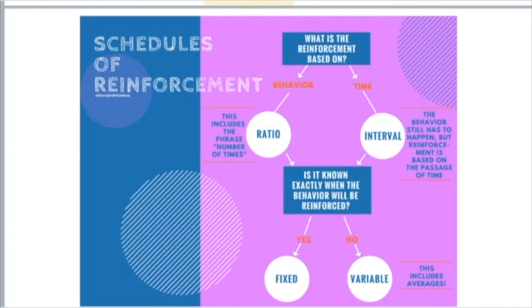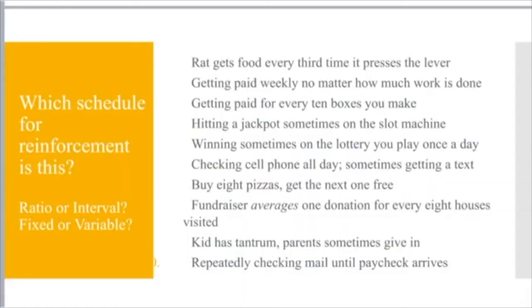So with that, I'm going to have you pause this video and actually practice. Are these ratio or interval? Are they fixed or variable? This is your practice for this. We don't have these specific types of questions in the formative check. The formative check is solely focused on reinforcements and punishments. So this is your practice. You will need to know this. So pause it, go through in your notes and write which you think this is.